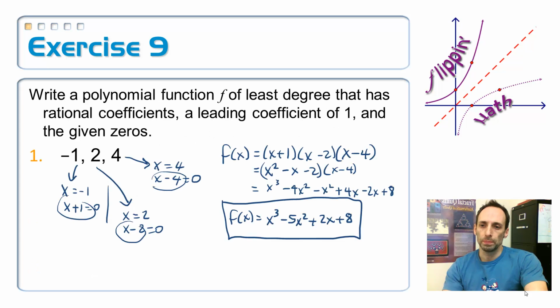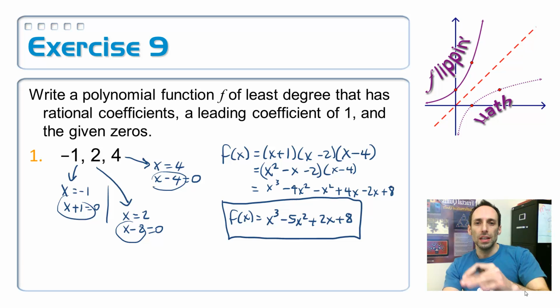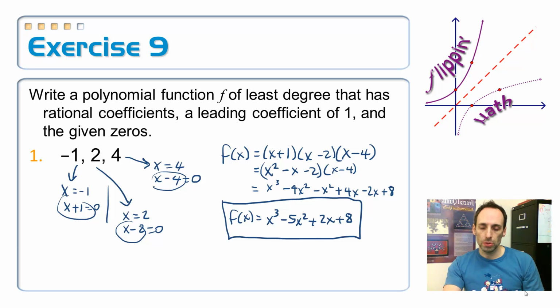So let's look at the first one. If you're just given integers, it's very easy to put them all into the parentheses and just change the signs of each one of those zeros as the factors. So x plus 1 times x minus 2 times x minus 4. And then I just expanded it all out and got my function f of x equals x cubed minus 5x squared plus 2x plus 8. That one was pretty easy.